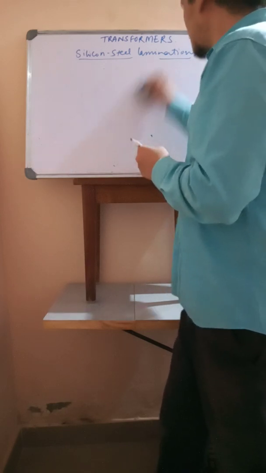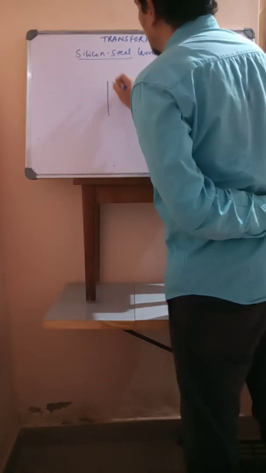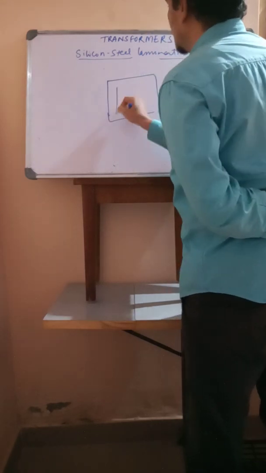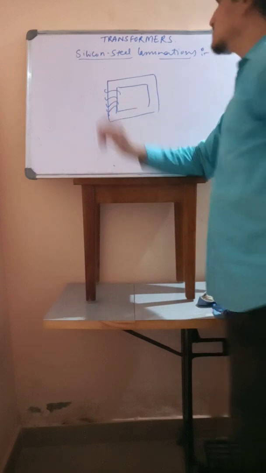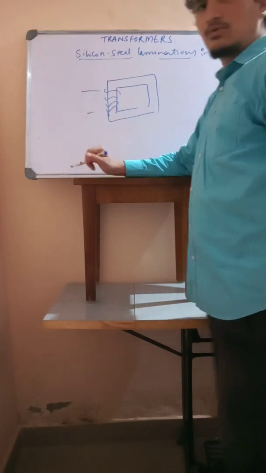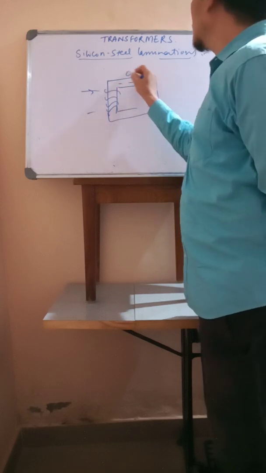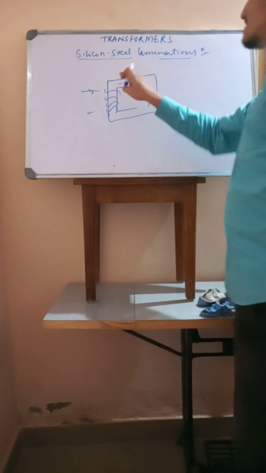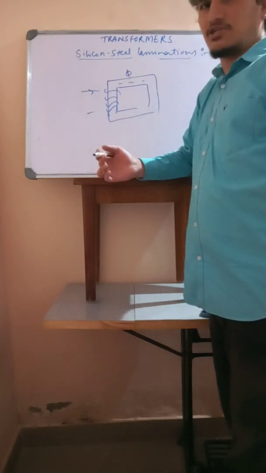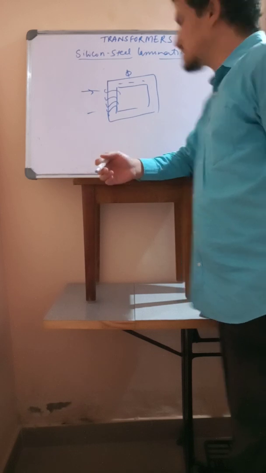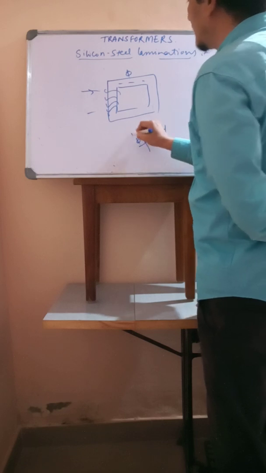I told you it is made up of silicon steel laminations. If this core has these windings, right? Due to the current applied here, it sets up a magnetic flux phi, right? When this magnetic core is subjected to a cycle of magnetization, the flux will be like this. Now it is also alternating in nature.